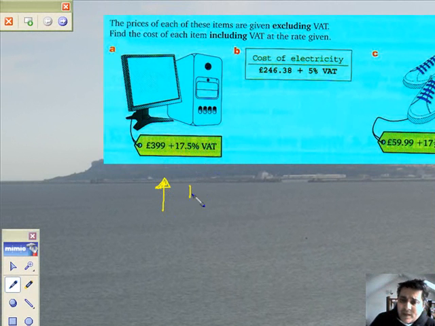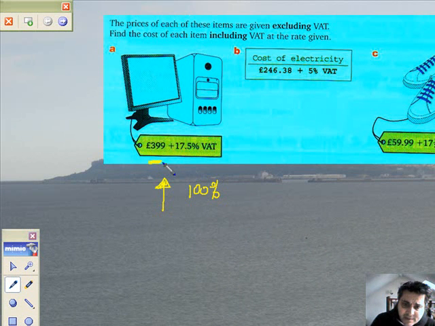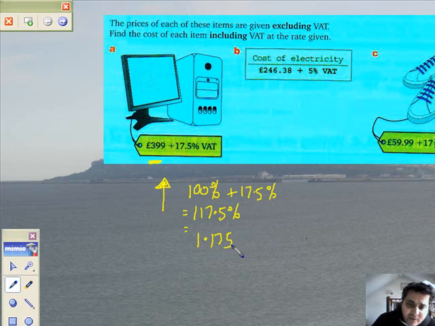Now, if we're going to use multipliers, we've got 100%, the original price, and we're going to add on 17.5%. We're actually playing with 117.5%. Remember, you don't have to show all this working. I just want to show you clearly where I'm about to get this from: 1.175 as your multiplier.